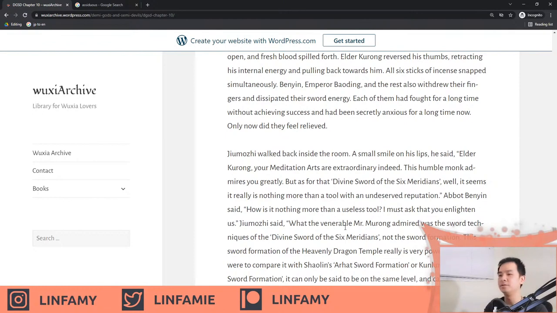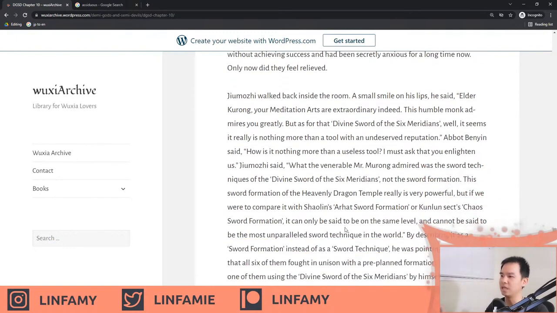He said, "Elder Ku Rong, your meditation arts are extraordinary indeed. This humble monk admires you greatly. But as for that divine sword of the 6 meridians, well, it seems it really is nothing more than a tool with an undeserved reputation." Abbot Bunyin said, "How is it nothing more than a useless tool? I must ask that you enlighten us."